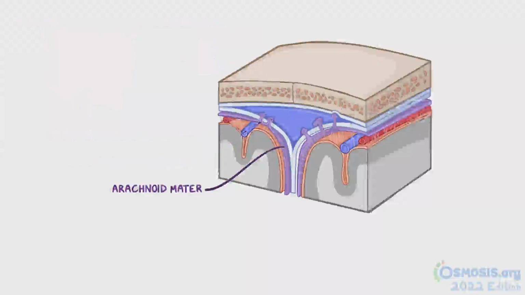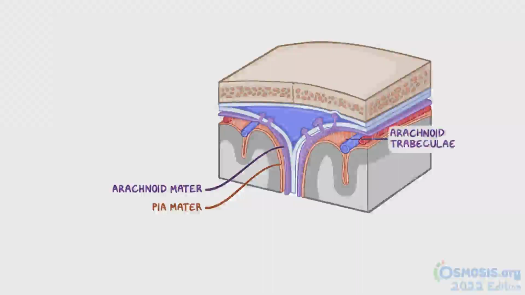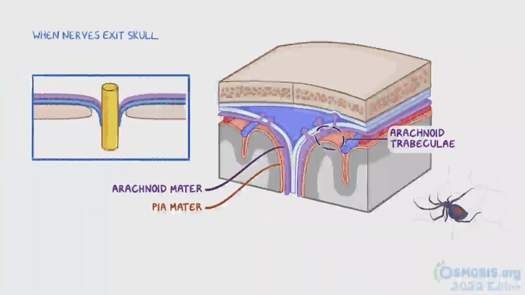The arachnoid mater is also loosely connected to the pia mater through thin strands of fibrous tissue known as arachnoid trabeculae. These strands create a meshwork that looks similar to a spider web, hence the name arachnoid for these structures. Where the various cranial nerves exit the skull, the arachnoid mater fuses with their outside layer called the epineurium.